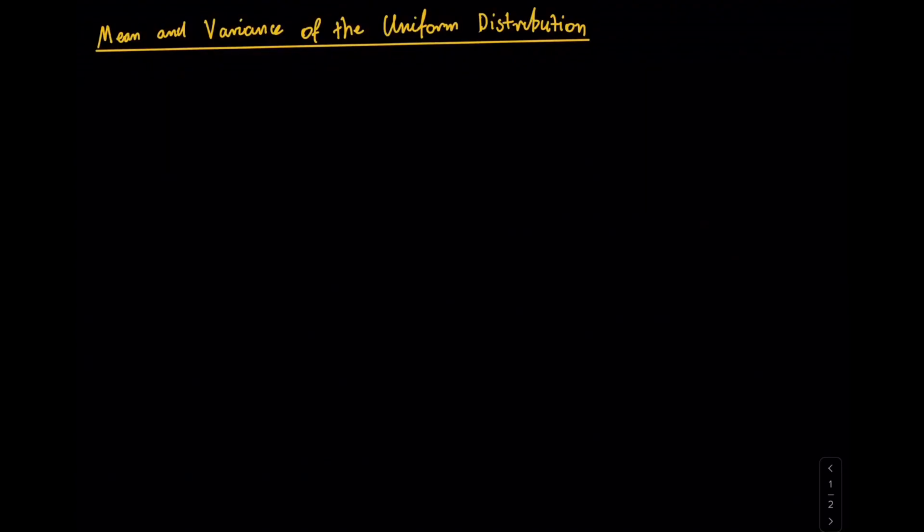Welcome. In today's video, we're going to derive the mean and variance of the uniform distribution. So to begin, let's remind ourselves that if a random variable has a uniform distribution with parameters a and b, where a and b are the endpoints, then the PDF, or the probability density function, of that random variable x is given by the following.